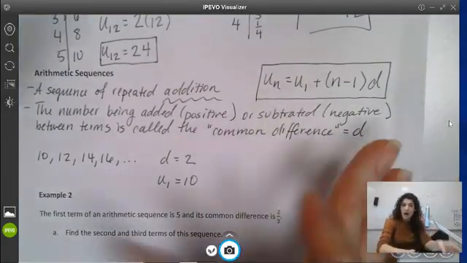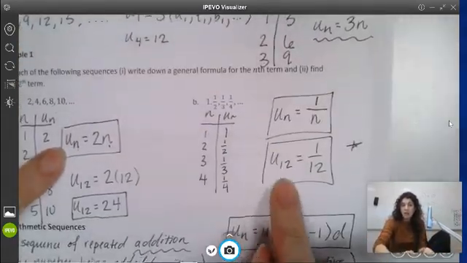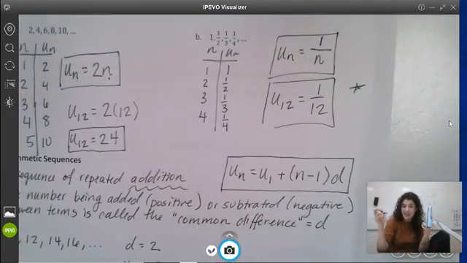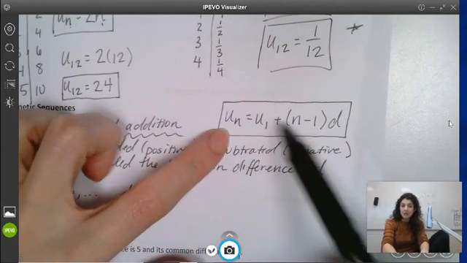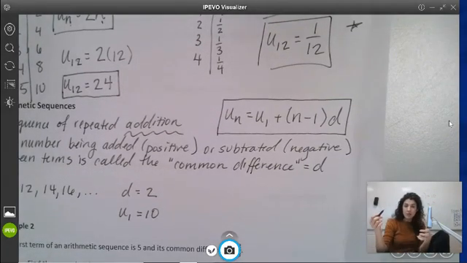U sub n is like your y, right? Looking at these, u sub n, it's like y equals, right? And then remember that n is kind of like your x. It's kind of like your input. And so with equations, you always need to have a y and an x in your equation, unless it's a horizontal or vertical line. But the general idea is you always have a y and an x somewhere in your equation. For this one, you always need to have a u sub n and an n in your nth term formula for this sequence, in order for you to have an input and an output.